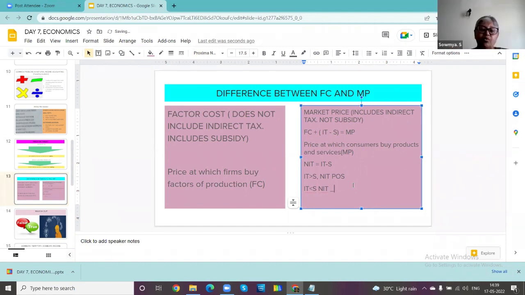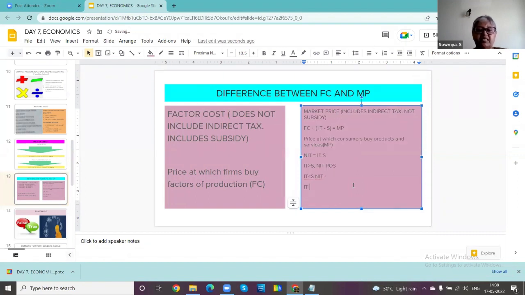Then if you move on to the next one, if both are the same, if the value of the indirect tax is going to be equal to that of the subsidy, then what happens? The NIT is going to be zero. Right? So then the market price can be the same as factor cost, or it can be more, it can be less. It depends upon this NIT. So once more, we get back to the theory.